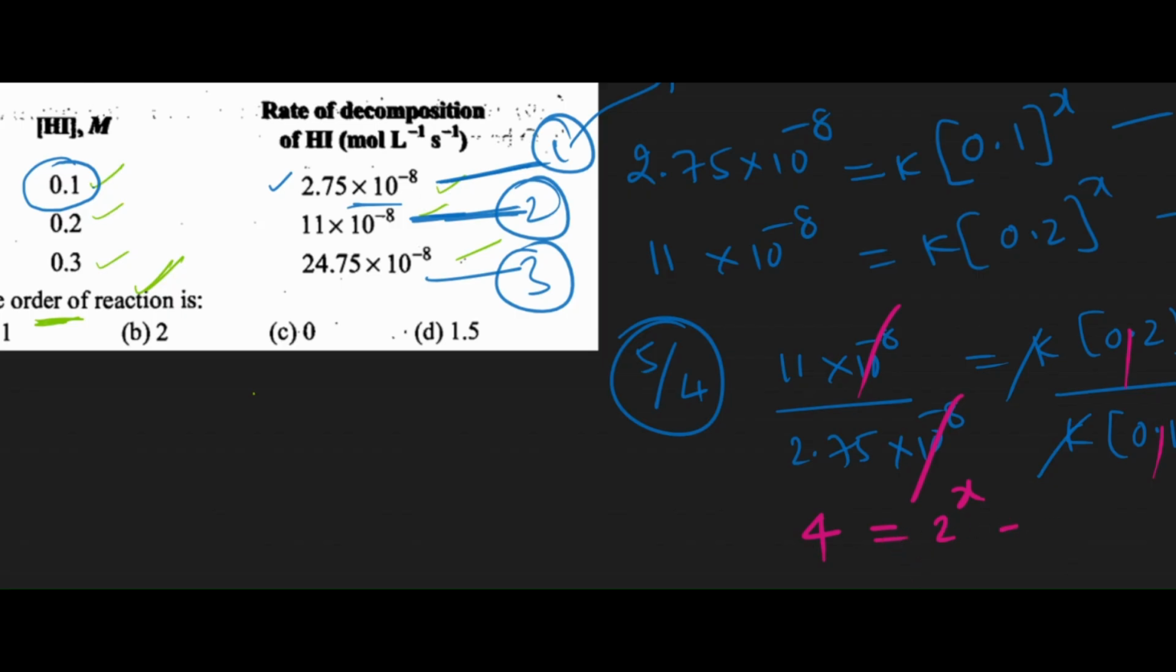Clear? So upon solving, we know that 4 we can write as 2 square, therefore x will become 2. So the order of the reaction is 2. Clear?